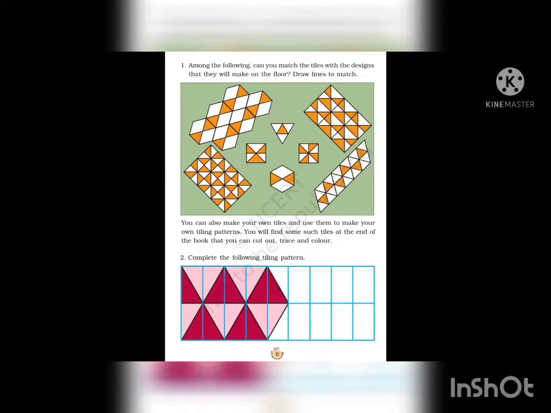Among the following, can you match the tiles with the designs that they will make on the floor? Draw lines to match. So here we have to match the tiles with the designs that they will make on the floor, okay? You can also make your own tiles and use them to make your own tiling patterns. You will find some such tiles at the end of the book that you can cut out, trace and color. So here we now have to match. Let's see how we will match these.